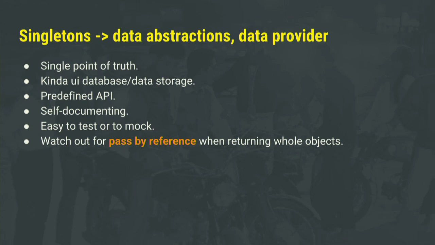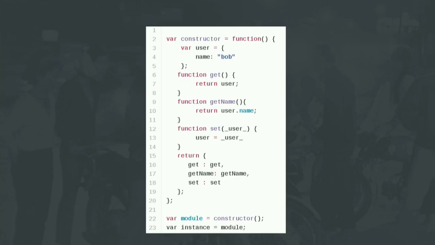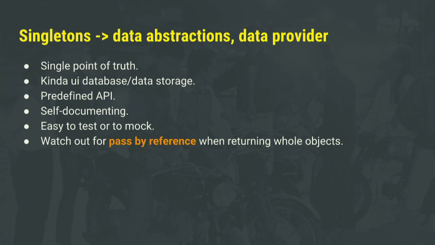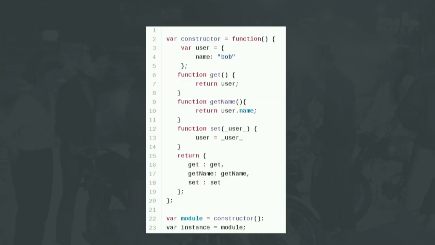I store all my data in a singleton. This means I create this function once in my whole application, and this is where I store my data, for example user.name.blob, and I have gets and sets. If you do this, again, it is easy and more structured. You have a kind of contract, a predefined API. It is very self-documenting, and it's easy to test or to mock because at the top you can dependency inject or do whatever you want with it.